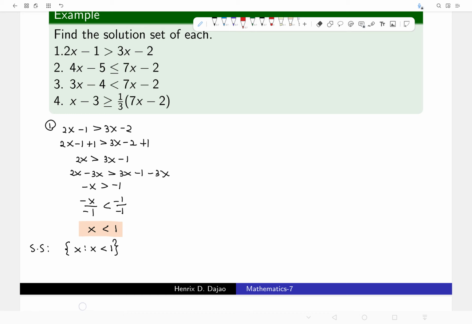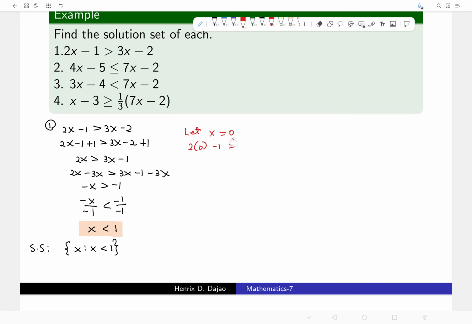So since x is less than 1, we can choose any number less than 1. Let's say, to make our computation simple, we let x be less than 1. So I think we can try 0 because x is less than 1. Now let's substitute in our original inequality. So that is 2 times 0 minus 1.